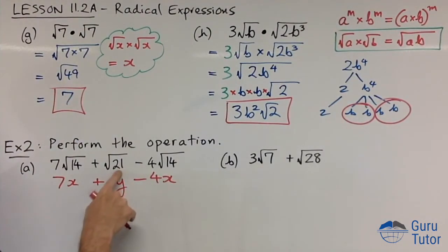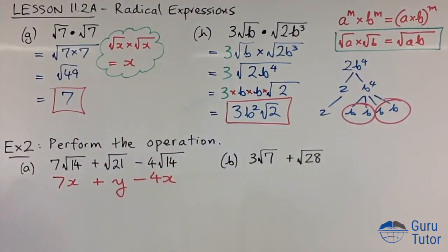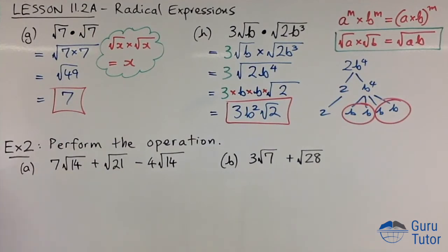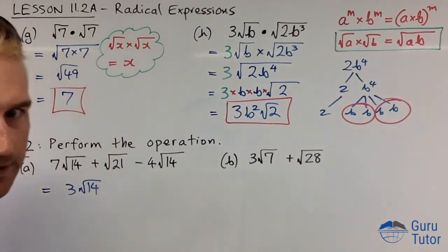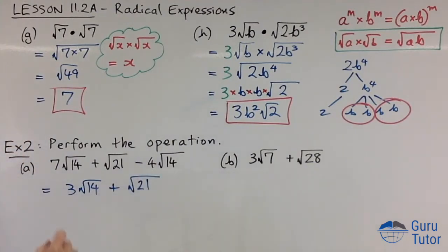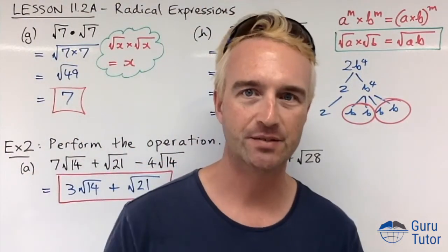And we've got root 21 here, which is unlike root 14. If this was the question, what would we do? What would we collect together? We'd collect these two. We've got 7 root 14 minus 4 root 14, or 7x minus 4x. What would that be? 7 apples minus 4 apples is 3 apples. And here we've got a banana, and they're unlike terms. So we just leave that separately like that. And that is the answer for the first one. That is as simple as that can be written. And what's that form called when we leave the radicals in there? That, of course, is called exact form.